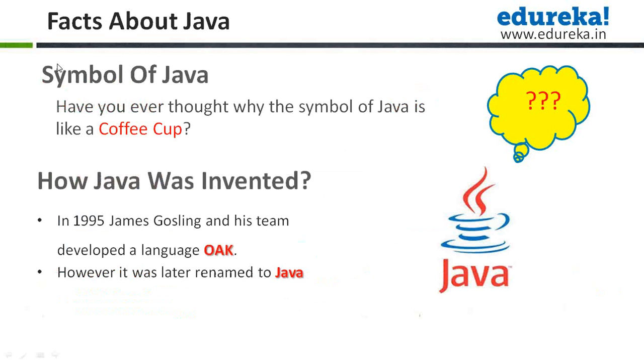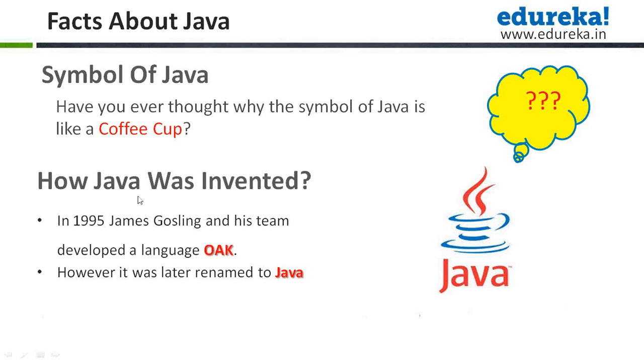Moving on, I come to facts about Java. Symbol of Java. Have you ever thought why the symbol of Java is like a coffee cup? It is because, as I told you, while developing Java, these people were actually consuming a lot of coffee, so they thought, why not put the symbol as the coffee cup.